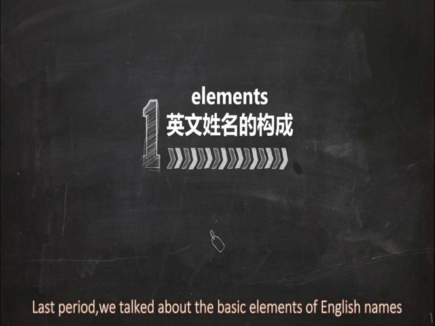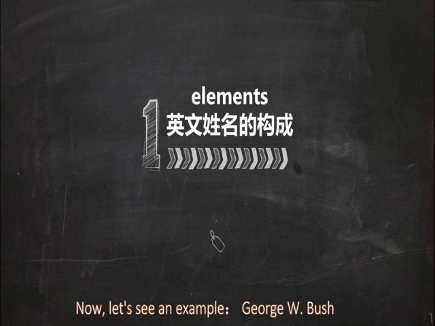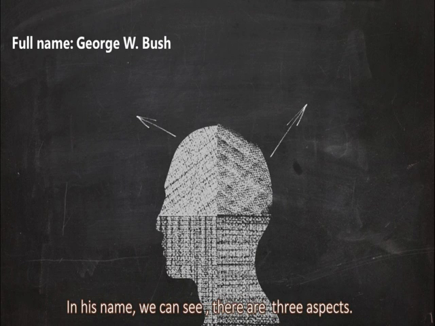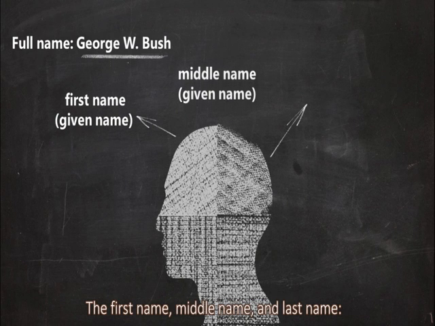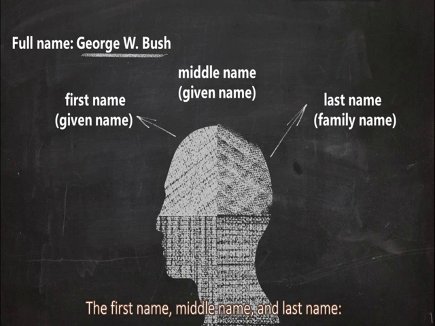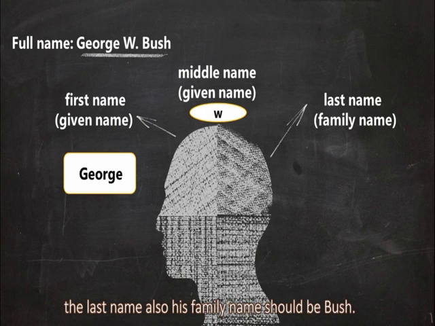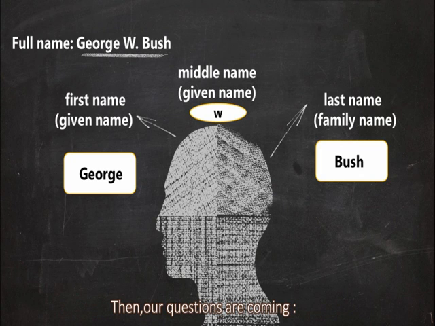Last period, we talked about the basic elements of English names. Now, let's see an example. George W. Bush. In his name, we can say there are three aspects: the first name, middle name, and last name. His first name should be George. The middle name should be W. The last name, also his family name, should be Bush.